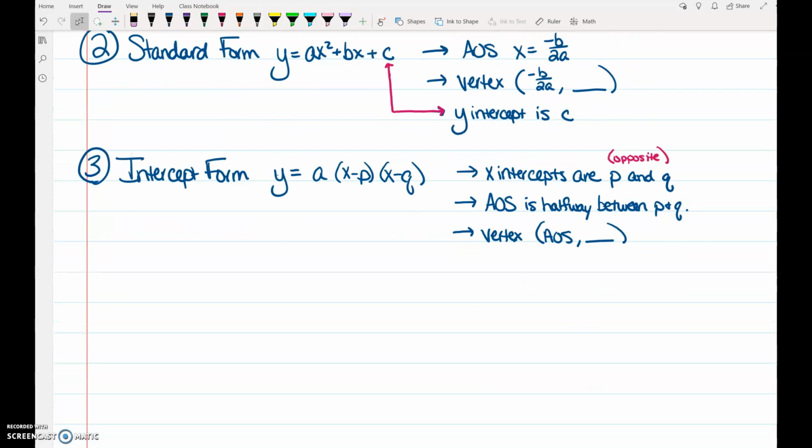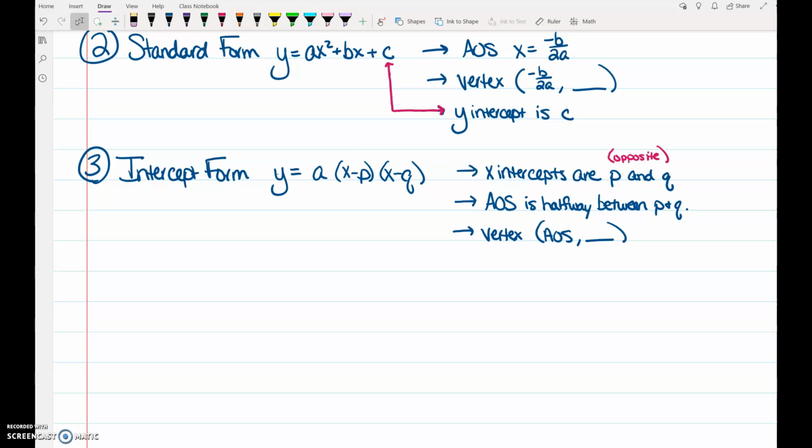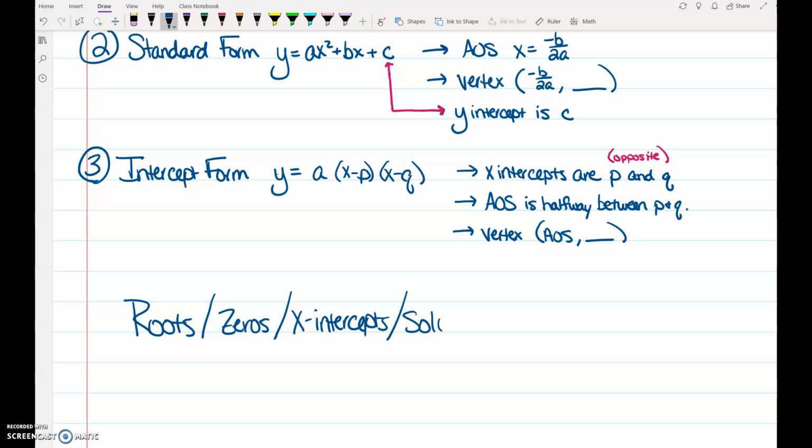The other thing that I'm going to put on here, but I also have it on the board, the terms roots, zeros, x-intercepts, and solutions. Those 4 terms are used interchangeably. They all mean the same thing. They all mean where the parabola crosses or touches the x-axis.